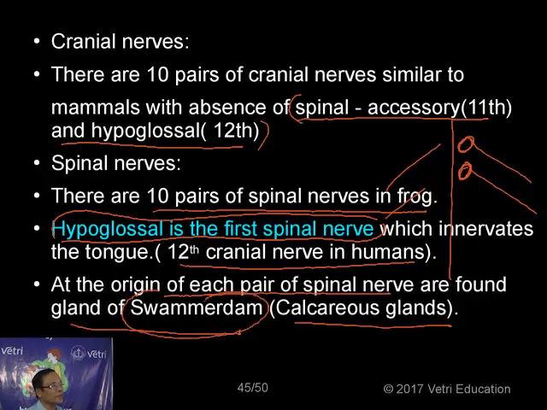They are calcareous glands present on either side of the vertebral column at the place of origin of spinal nerve. These glands are called glands of Swammerdam. That's one question: what are glands of Swammerdam? Calcareous glands present in frog at the place of origin of spinal nerve. Simply remember that one.